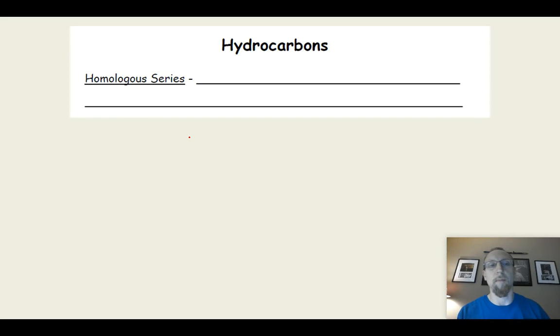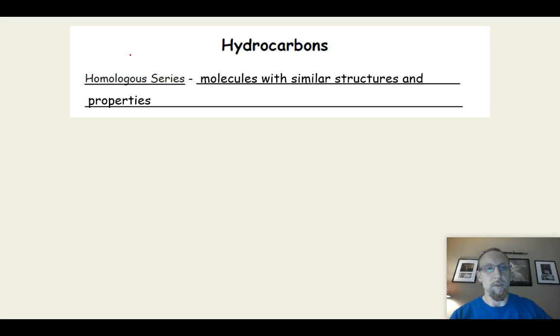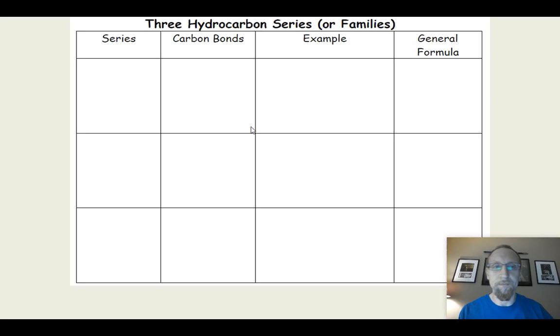So what is a homologous series? Homologous series are molecules with similar structures and properties. Homo means same. So we're dealing with molecules in a group that have similar structures and properties. Sometimes they call these families, right? So it's similar. They're not exactly the same. Just like you and your family members, you might be similar, but you're not exactly the same. So it's the same thing here.